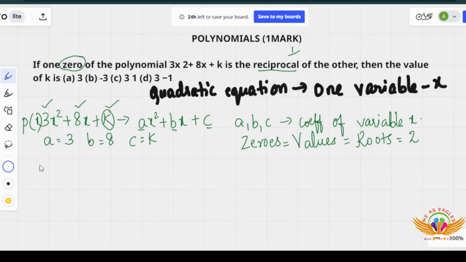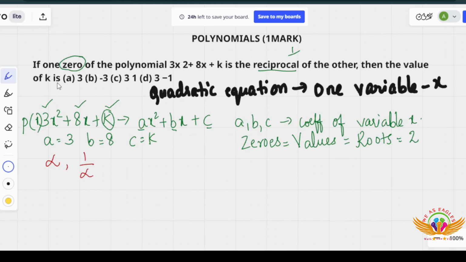So what they have given is, for example, the first zero I am taking as alpha. If one zero is alpha, the other is the reciprocal of that, that is 1 by alpha. The first zero is alpha, and the second one is the reciprocal of that zero, 1 by alpha. Now we need to find the value of k.